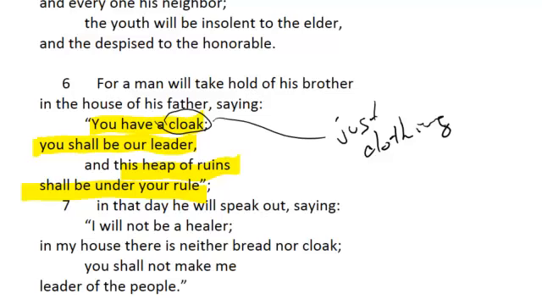And this section here now is, again, just to remind you, we had a little vision of the final days, and now we have the judgment. And here we're talking about men.